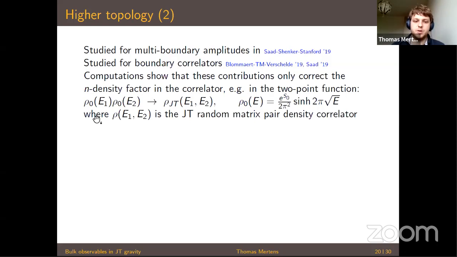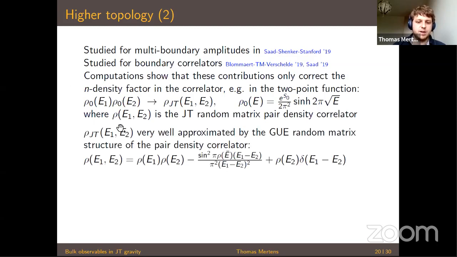So for instance, the 2-point function was a double integral over two energies with some Hamiltonian propagation factor, some gamma functions, and also the sinh spectral density twice: rho 0 of E1 and rho 0 of E2. That's what we had in the 2-point function. The higher genus and random matrix contributions are fully captured by just replacing this product by the paired density correlator in the random matrix ensemble that describes JT gravity. That is what these calculations lead to.